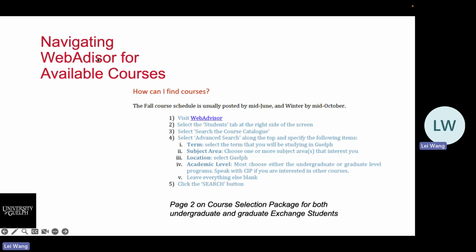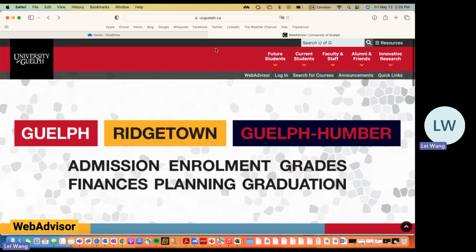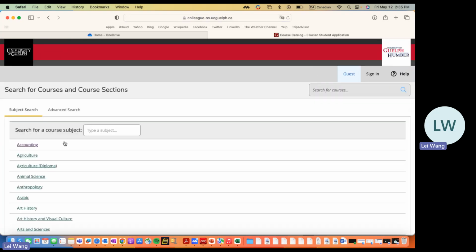Now we're looking at how to navigate WebAdvisor for available courses. Here are the steps to navigate WebAdvisor, and this information is on page 2 on your course selection guide. Let's look at WebAdvisor together. This is the homepage for WebAdvisor, and the link to WebAdvisor is available in your course selection guide on page 2. So from the homepage, I will click on Search for Courses. And then please click on Advanced Search.